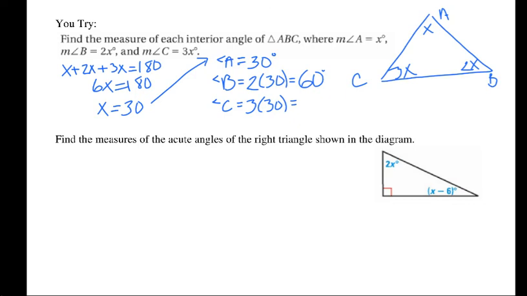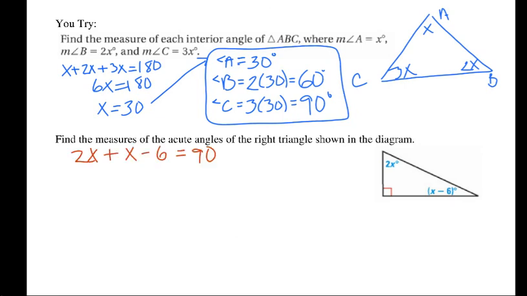So for the next one, the measures of the acute angles of my right triangle, I know that really all three of the angles added up together give me 180 degrees, but since this is already 90 degrees, then the remaining two angles should equal 90 degrees when I add them together. So my equation will be 2x plus x minus 6 equals 90. I need to combine my like terms, so I get 3x minus 6 equals 90. I need to move my 6 to the other side by adding 6 to both sides, which gives me 96, and then I divide everything by 3, and I get 32 for my x.